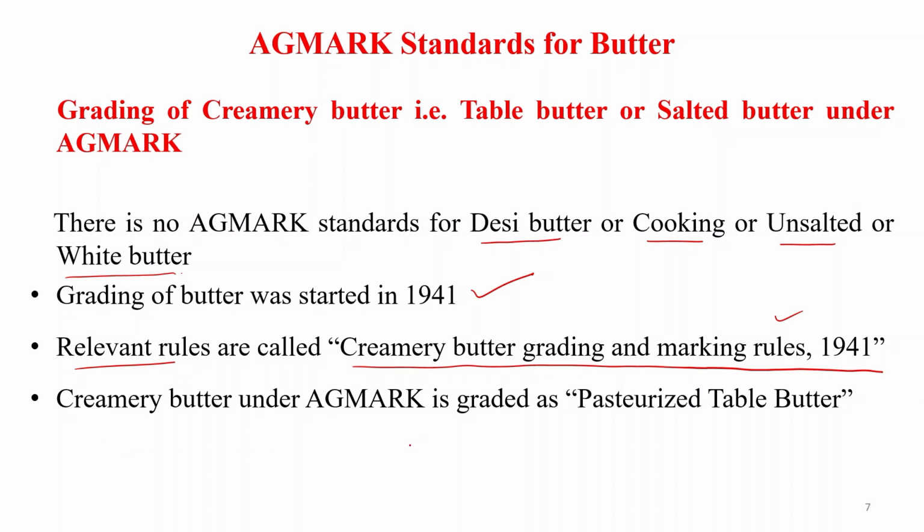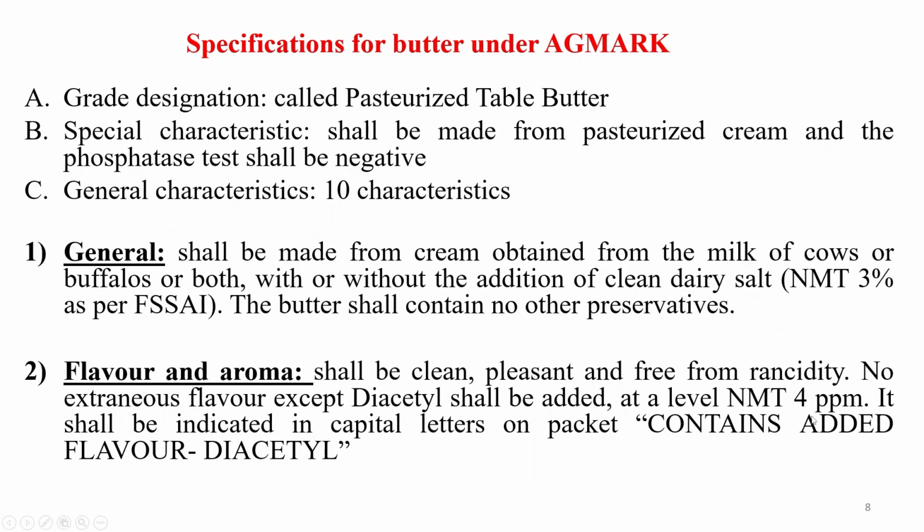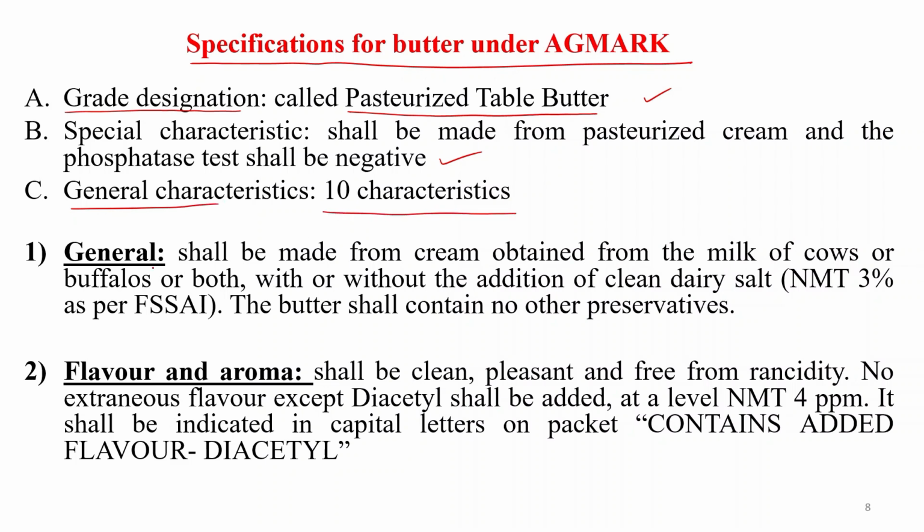Now creamery butter under AGMARK is graded for pasteurized table butter. There are general characteristics, special characteristics, and grade designation. The specification for butter under AGMARK includes, first, the grade designation, that is, it is for pasteurized table butter. The specific characteristic it has to meet is that it shall be made from pasteurized cream and the phosphatase test shall be negative. Now what are the general characteristics that are to be fulfilled, that are the requirements?